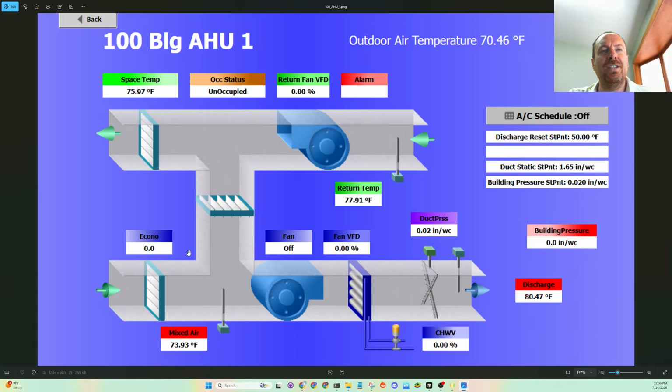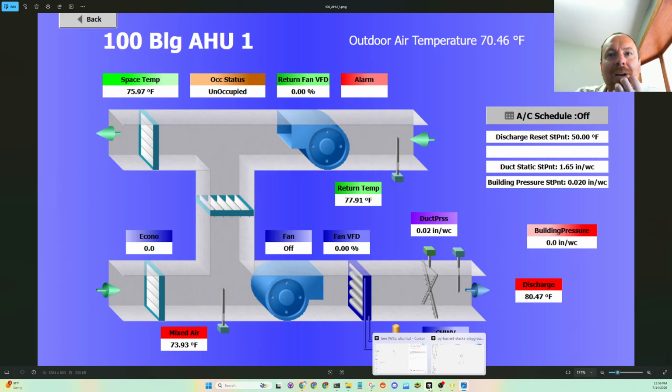But still, I just don't see anything in the data that these economizers are providing any free cooling to the building at all, and that there's any minimum position for ventilation air requirements for the building.